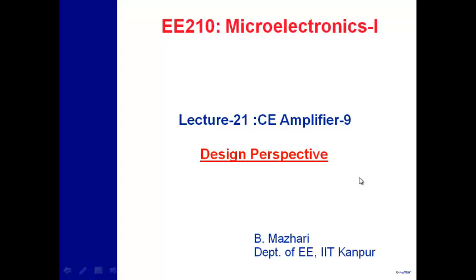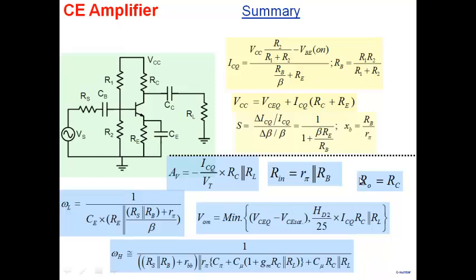All right. So as I said, this is what we have done. The common emitter amplifier summarized in one slide. All the relevant equations that you see here: equations associated with DC analysis, equations associated with the small signal analysis, with gain, input and output resistance, lower cutoff frequency, upper cutoff frequency, and voltage swing.